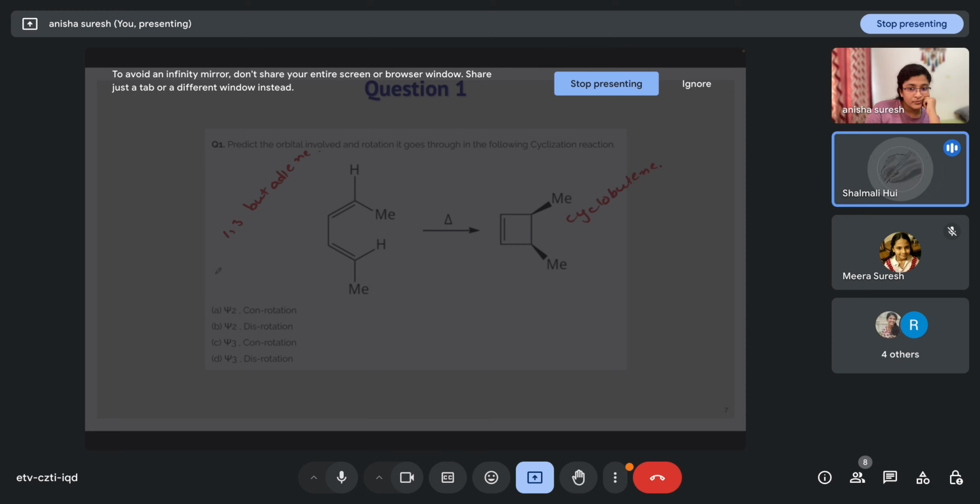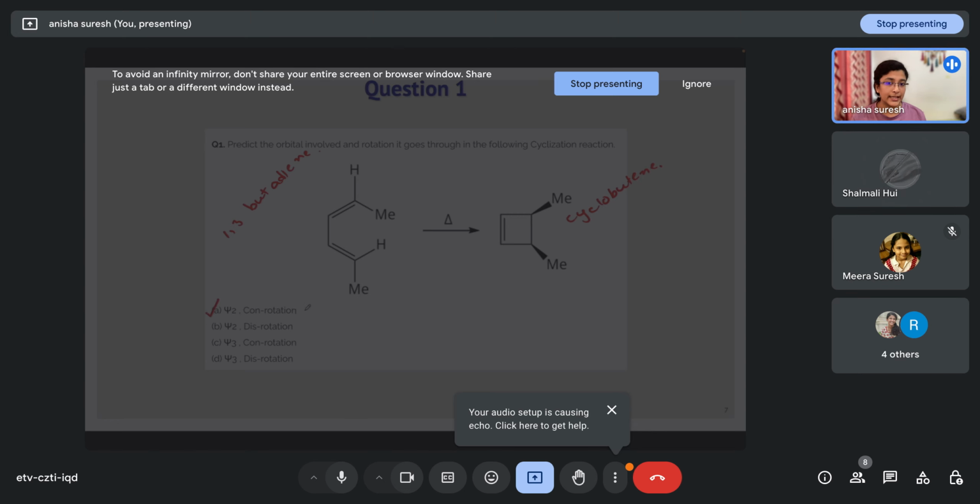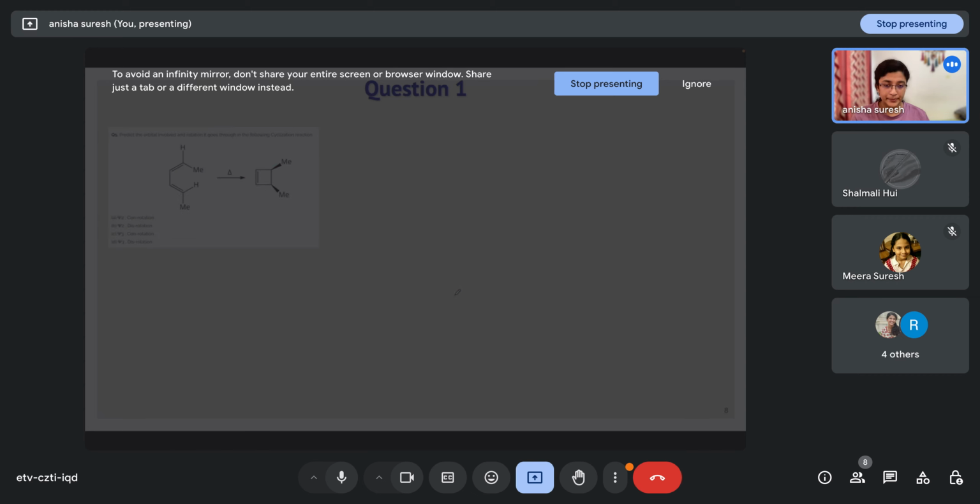Side to A connotation. Number one option. Yeah, option A, psi 2 conrotation will be the right answer. So we have seen here it is thermal condition, and in thermal condition, from ground state, HOMO will be considered. Ground state HOMO will be considered in case of thermal condition. So the HOMO for 1,3-butadiene in case of thermal condition is psi 2.